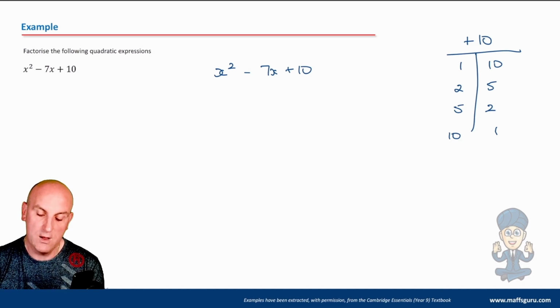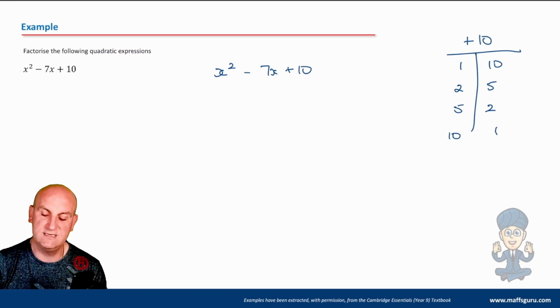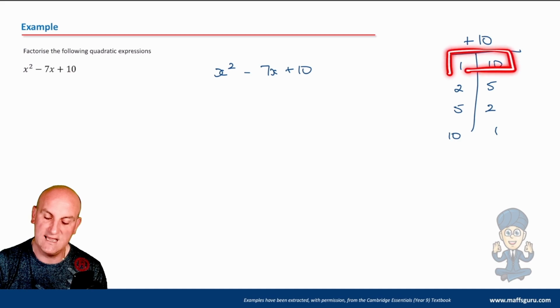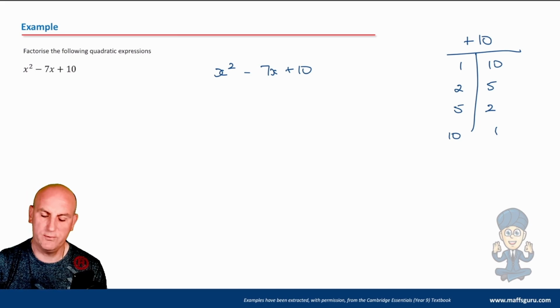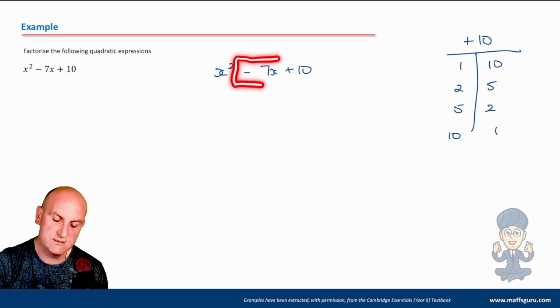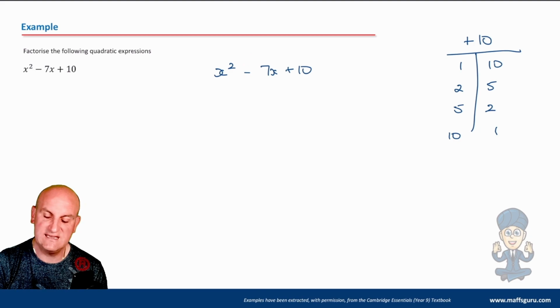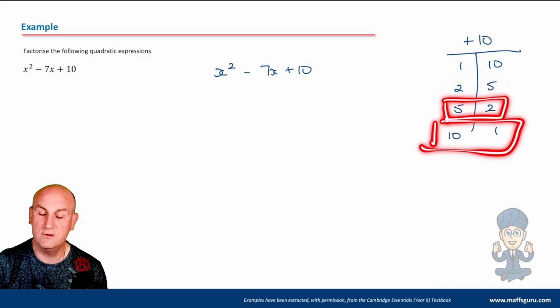But let me see. I want two numbers that multiply to give 10. Well, 1 times 10 is 10, 2 times 5. Oh, awesome. And I mean plus 10. Uh-oh. Can you see the problem? I now want numbers that will add to give negative 7. Well, 1 plus 10 is 11. 2 plus 5 is 7. 7 and 11.